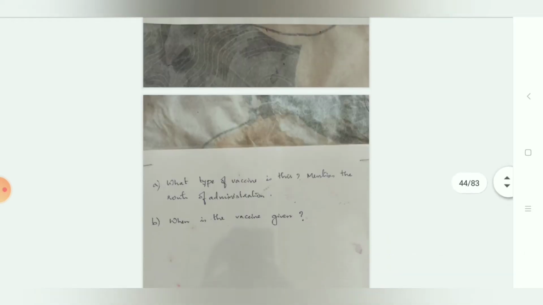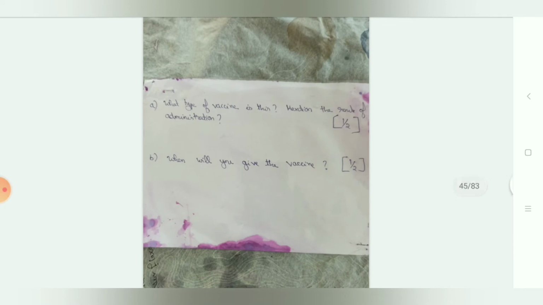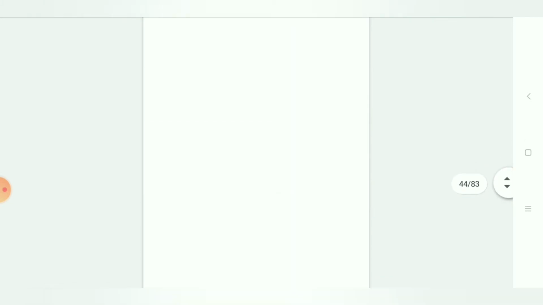Another type of question, these all are the types of questions that may be asked. When will you give the vaccine? What type of vaccine is this? Mention the route of administration. So let's look at each of them.